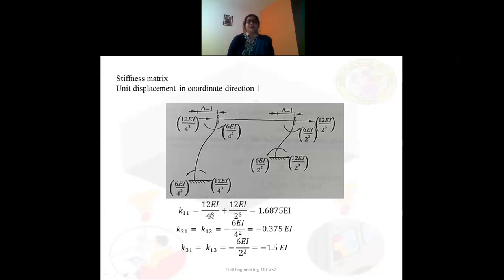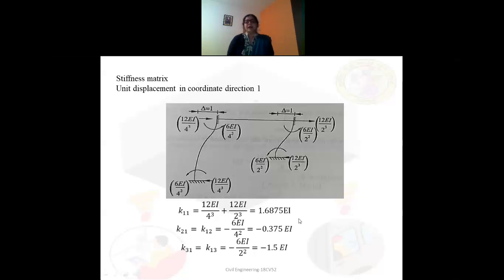So 12 EI by 4 cube. Here also it is moving towards right. So how much is it? 12 EI, and what is the length? It is 2 cube, length L is 2 meter, right? Instead of fixed support, if a hinge was there, then instead of 12 EI by L cube, what formula should we have used? 3 EI by L cube. Here it is fixed support, hence I am using 12 EI by 4 cube, and this side it is 12 EI by 2 cube. So when I solve this, what is the answer I am going to get?